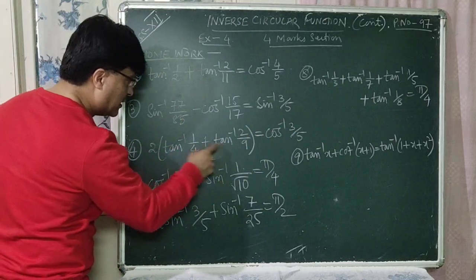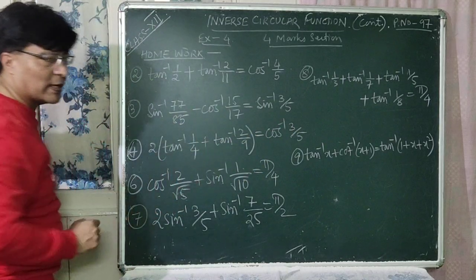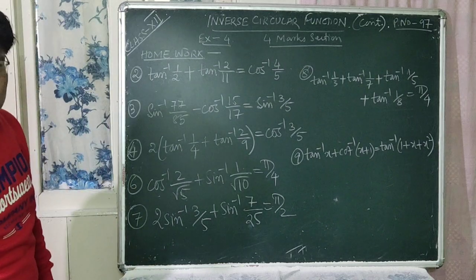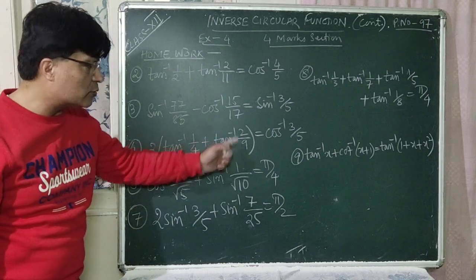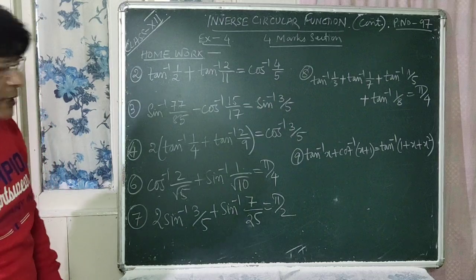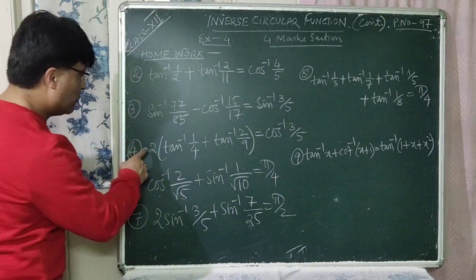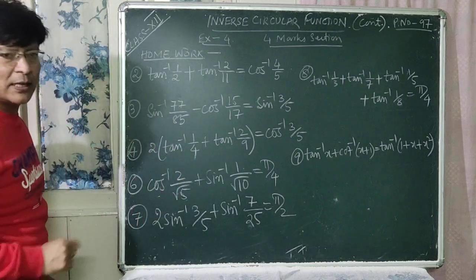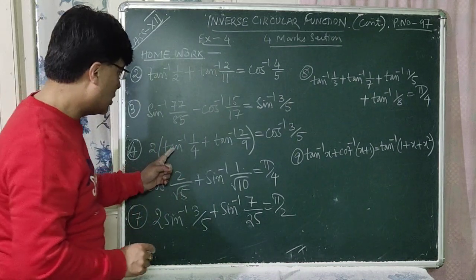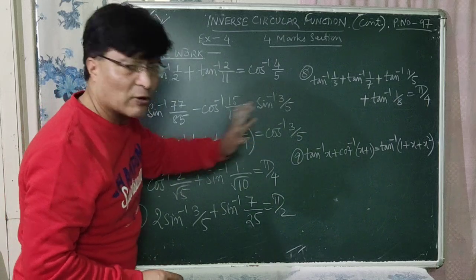So first of all, simplify this tan inverse x plus tan inverse y. You can use that formula, tan inverse x plus tan inverse y. x is equal to 1/4, y is equal to 2 by 9. Okay, use the formula. Then you will get in terms of 2 tan inverse, some number will be there. It will be in the form 2 tan inverse x. Then you can convert this 2 tan inverse x in terms of cos inverse.